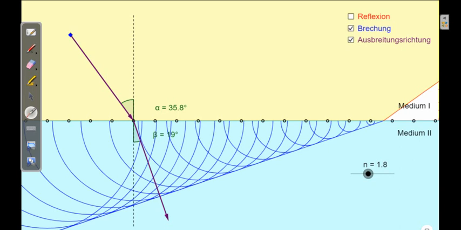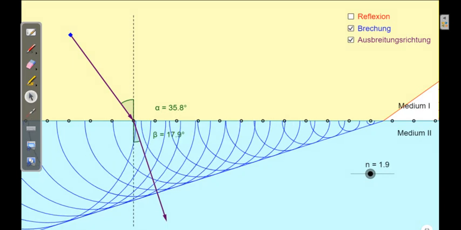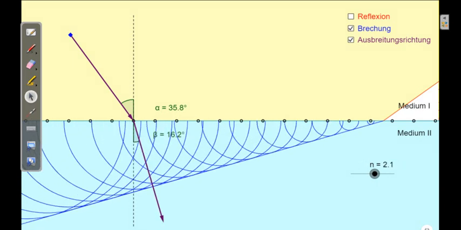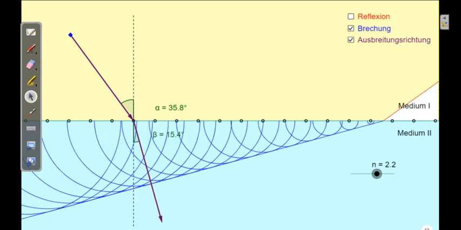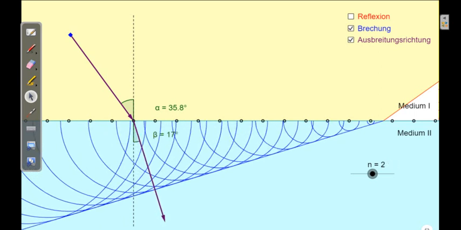Clear? So this has been exhibited by this slider over here. You can see as the refractive index is increased, the ripples' radius is also decreased. Understand?